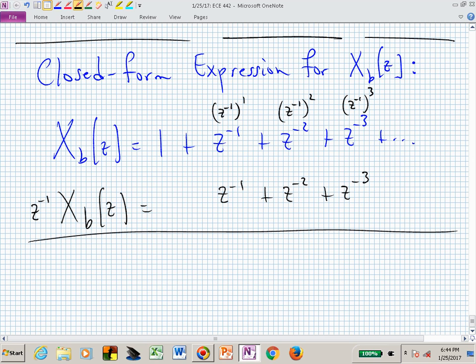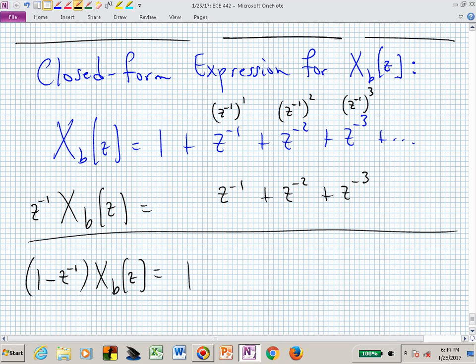Let me subtract the bottom row from the top row. Now I have 1 minus z to the minus 1 times capital X sub b of z. And what do I end up with on the right? If I subtract the bottom from the top, every term is the same except for the very first one in the top, and I'm left with 1.